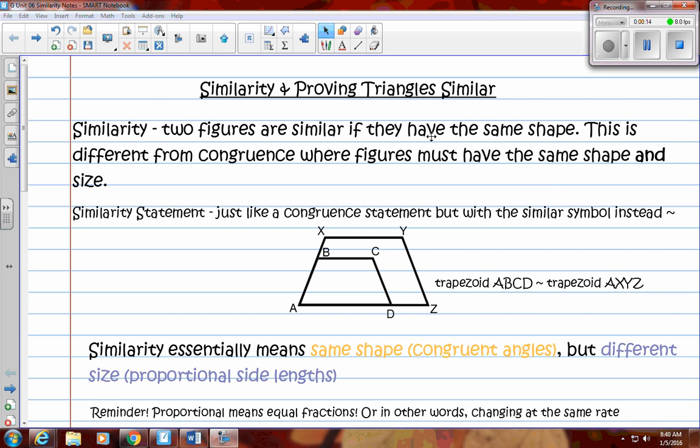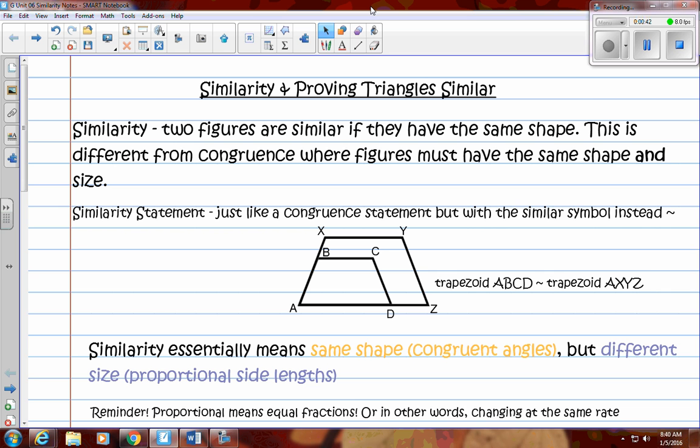So two figures are similar in geometry if they have the same shape. Please keep in mind that this is different from congruence. In congruent figures, the figures not only have the same shape, but also the same size. So a similarity is very close to being congruent, but it's like having a small, medium, and large, or enlargements or reductions of the exact same thing.